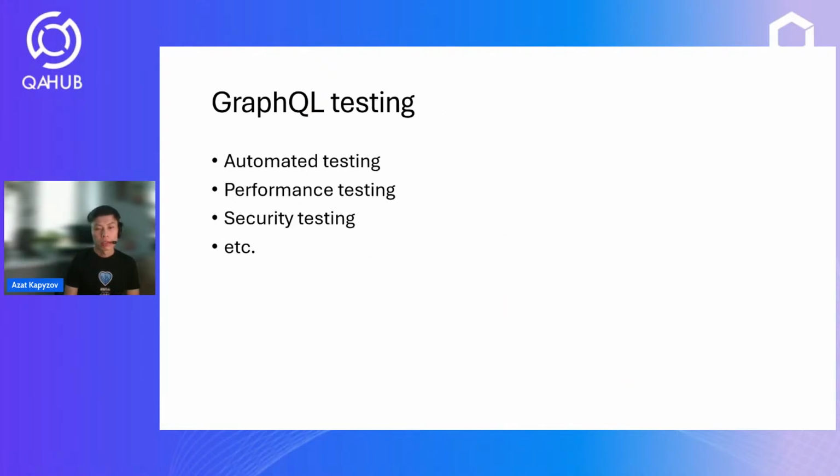And of course, we mainly talked about manual testing, but any other types are applicable to GraphQL, as for REST API, like automated testing, performance testing, security, etc. So they are also applicable here.